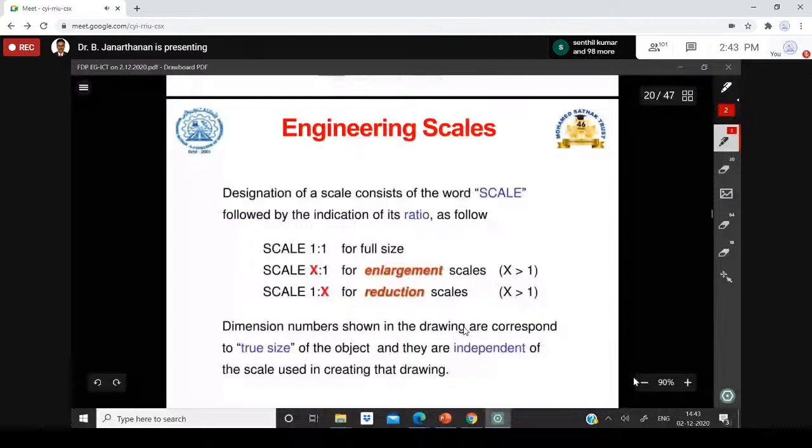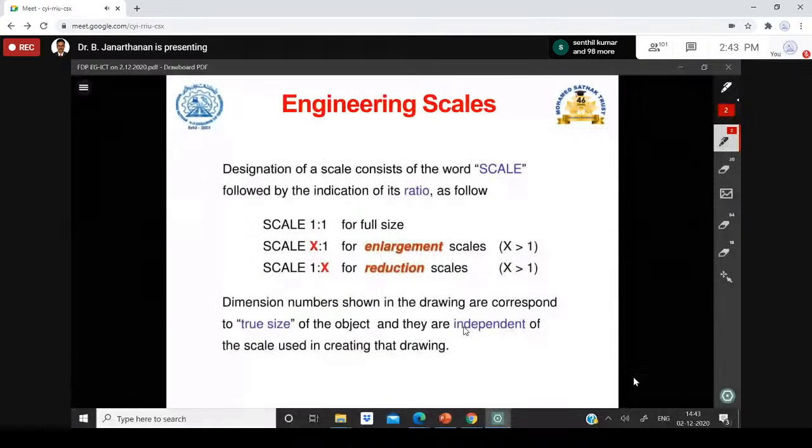Then designation of a scale consists of the word scale. We may not be able to always draw the full size drawing. When you want to represent a house, you might have seen the plan of a house on paper, then you may not obviously put the full dimension into the drawing sheet or the paper. So you have to reduce that. That is called reduction scale.